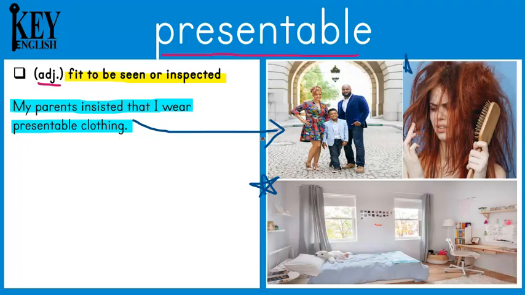I could also say something like, she brushed her hair to look more presentable. So if your hair looks like this, it would not be very good for you to go outside like this and other people to see you like this. So you need to brush your hair until it is presentable, until it's good enough for other people to see it.